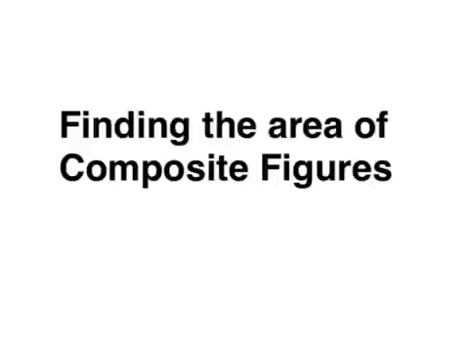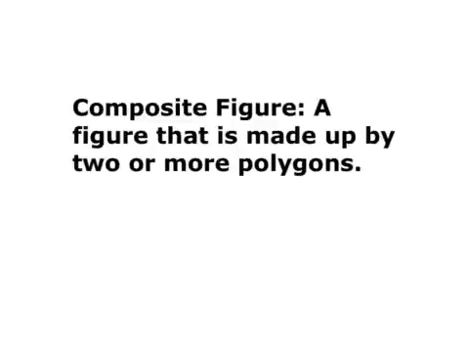Alright, you little mathematicians, we are going to talk today about finding the area of composite figures. So first of all, what is a composite figure? A composite figure is just a figure that's made up by two or more polygons. So for instance, you could stick together a trapezoid and a parallelogram, and that would make a composite figure.